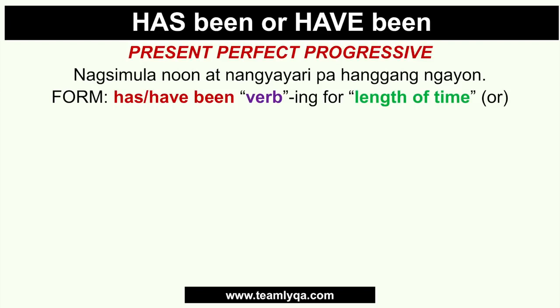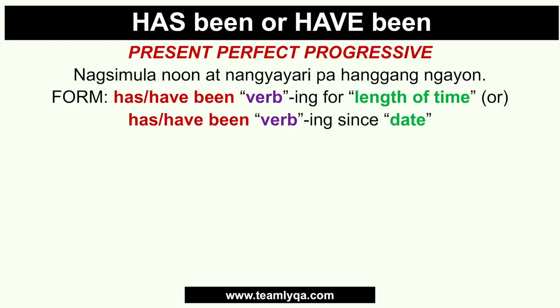Tapos you have a verb, an action word. So, kunyari, running, kasi may ing form siya. So, running, writing, reading. Okay? And then, ang kadugtong niya is for, tapos may specified na length of time. So, kunyari, for 3 years, for 5 years, for 2 weeks, for 2 days. Or, another possible na form would be yung has or have been, yung verbing, so kunyari, again, walking, reading, and then since, and then you have a date. So, for example, since December, since 2015. So, merong period of time kung kailan nagsimula yung action.